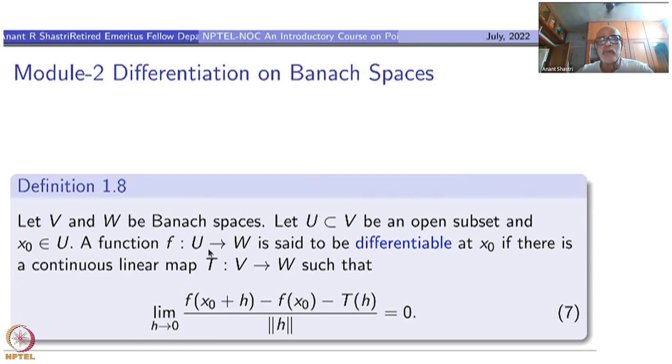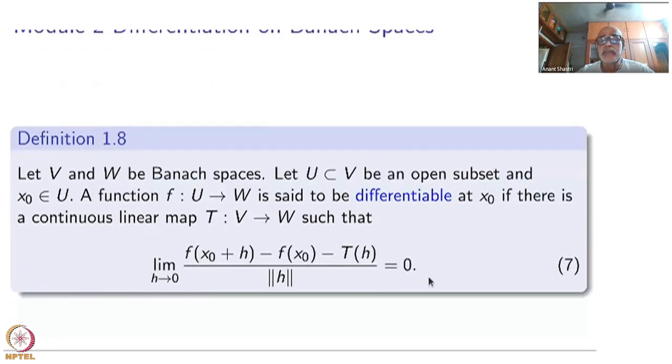A function defined on this open set into another Banach space is said to be differentiable at the point x0 if there is a continuous linear map T from V to W such that this limit exists and equals 0. What is this? It is f of x0 plus h minus f of x0 divided by the norm of h. I can't divide by h. So h is a vector inside this normed linear space V. Therefore, I can't do just this limit, but I have to do it by subtracting T h, where T is a linear map, which is going to be the derivative. And then I can divide by the norm of h.